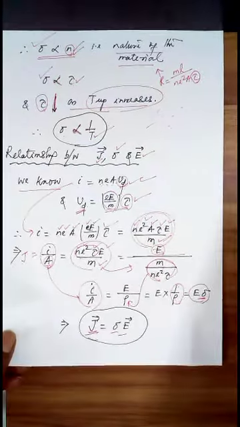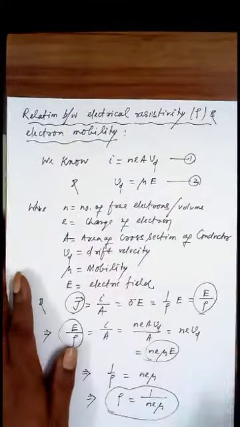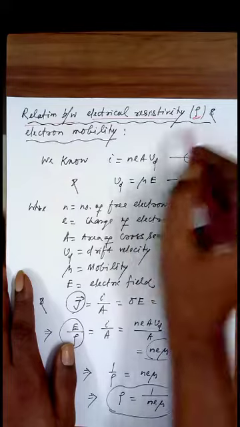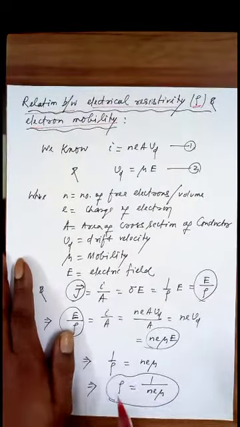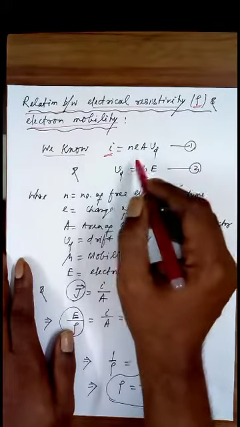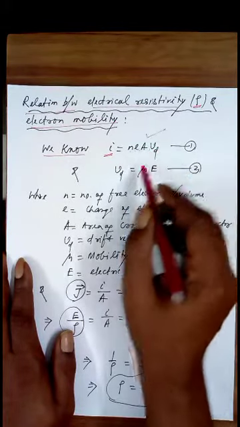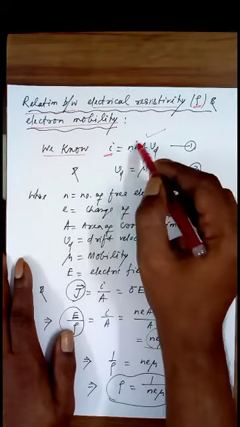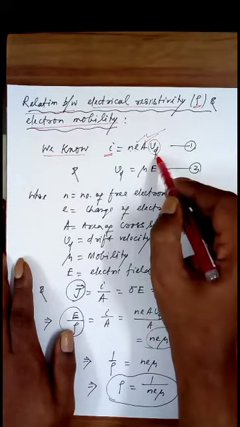Now, relationship between electrical resistivity rho and electron mobility. We know from previous lessons that current was equal to nEA VD, that is the current drift velocity relation: n is the number of electrons per unit volume, which depends on the nature of the material, e is the charge of electron, A is the area of cross section of the conductor. This is the drift velocity.